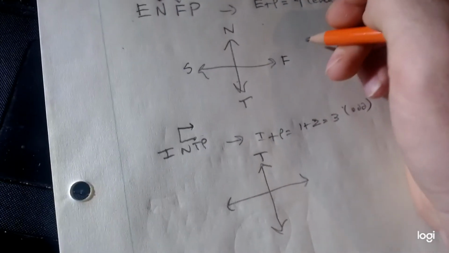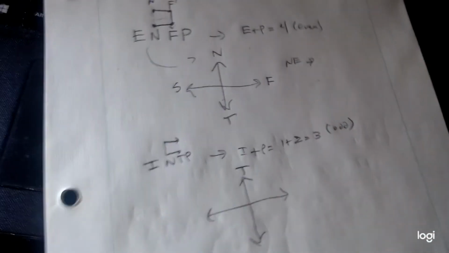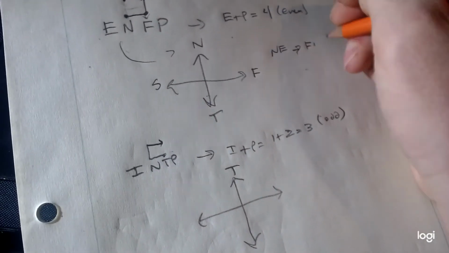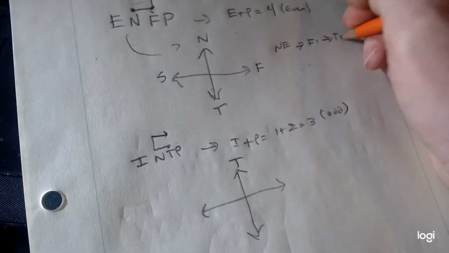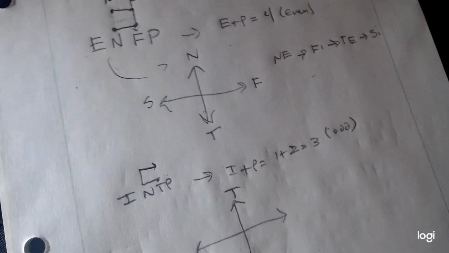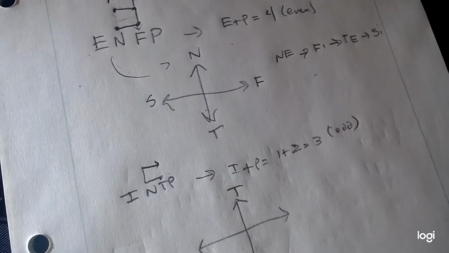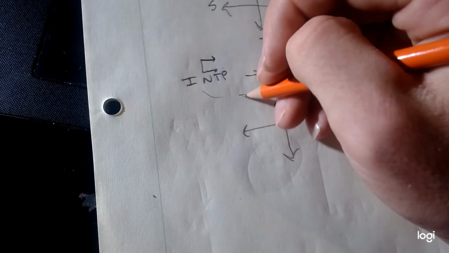So Ne will start with extroverted because it's an extroverted function. This translates. And then you have, going clockwise, you have Fi, and then you have Te, and then you have Si. Believe I got that correct. Let's see. ENFP, okay, Ne, Fi, Te, Si, okay.